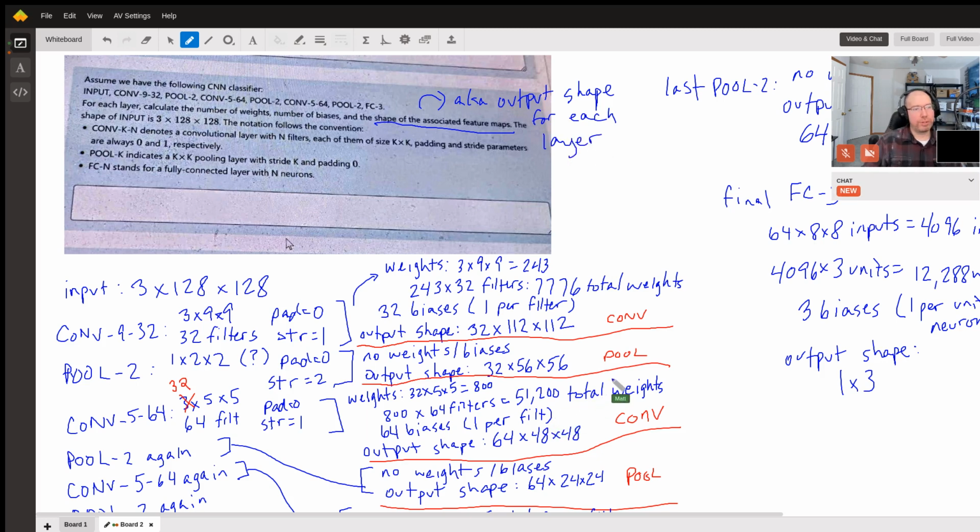Shape the inputs 3 by 128 by 128. Okay, so I think we got that all right. Does that all kind of make sense? Here, I'll do my little divisions here. All right, so I think that's got it. The numbers work out kind of nicely, so I think that should make sense.